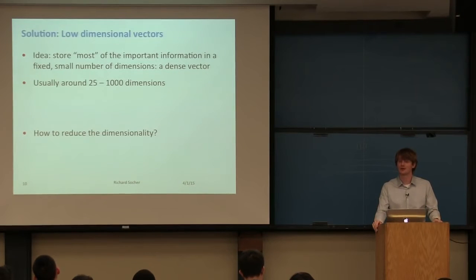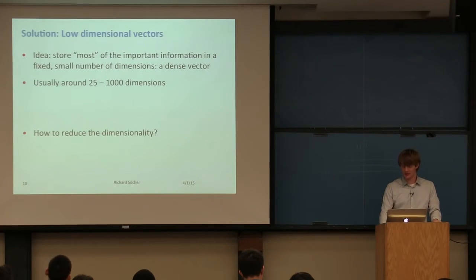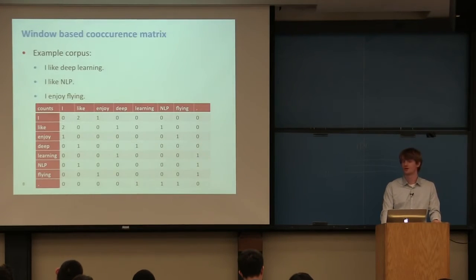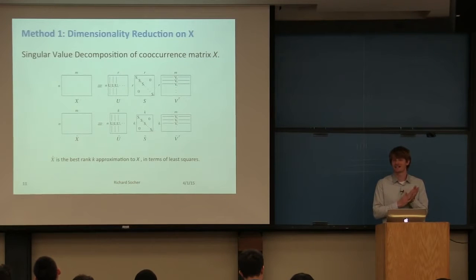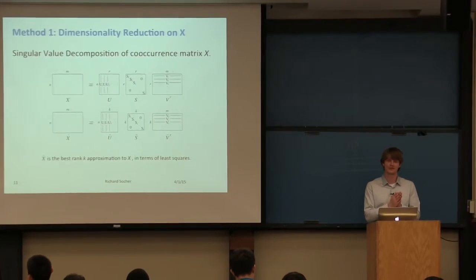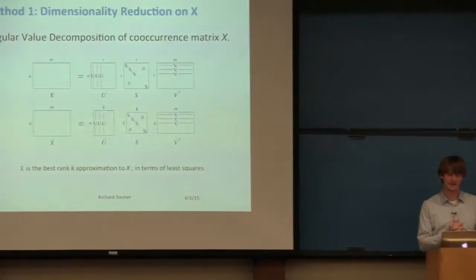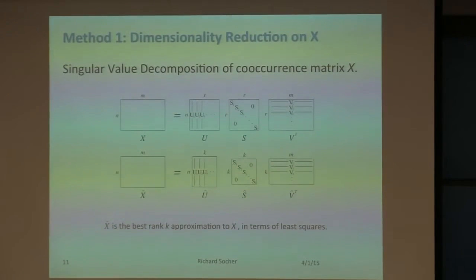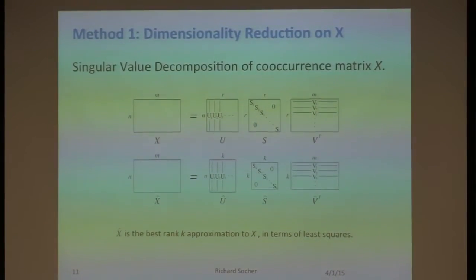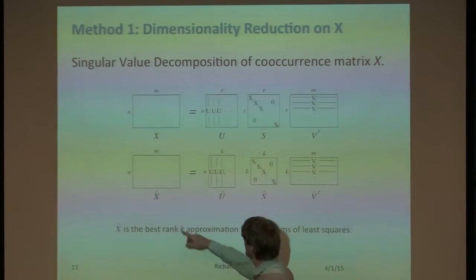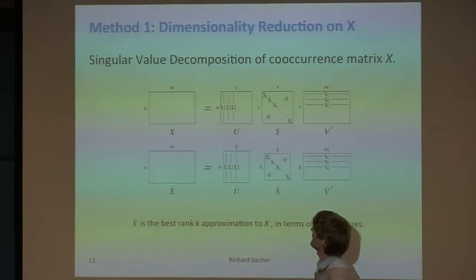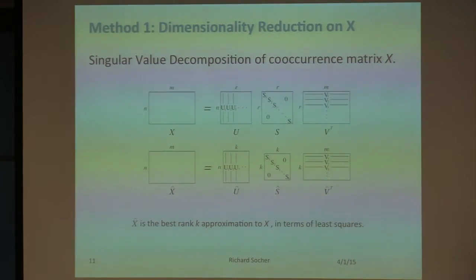So that leads us to the question, how should we reduce the dimensionality from having this large co-occurrence matrix to smaller dimensional vectors? And fortunately, in the last lecture, most of you raised your hand when I asked who knows singular value decomposition or SVD, and that is essentially the technique that we can use here. So again, we can represent the original co-occurrence matrix and find a best rank k approximation to that in terms of least squares using SVD.